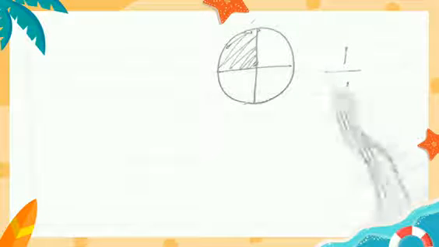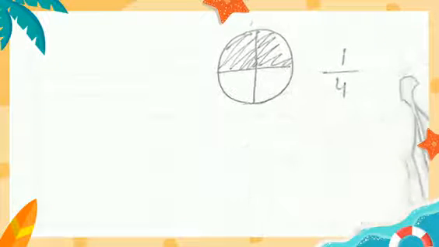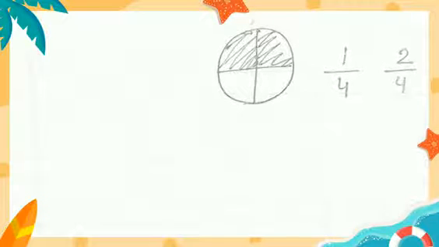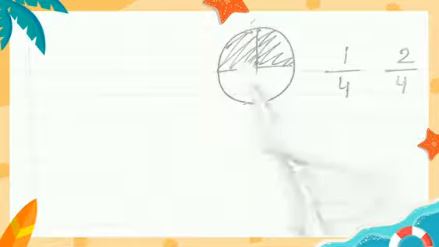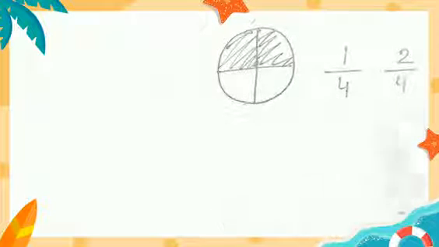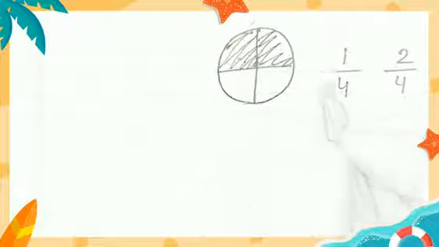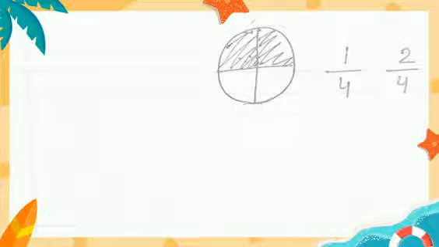Suppose your brother has taken 2 parts. So, the fraction will be 2 upon 4. So, the fraction expresses a part of the whole group. The whole group is 4 and the taken parts are 2. So, the fraction is 2 upon 4, read as 2 by 4.